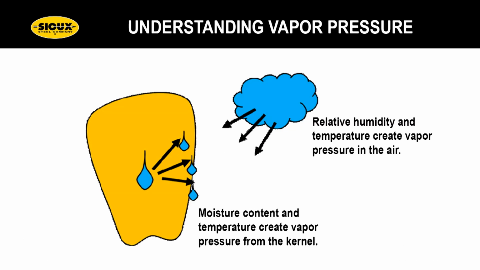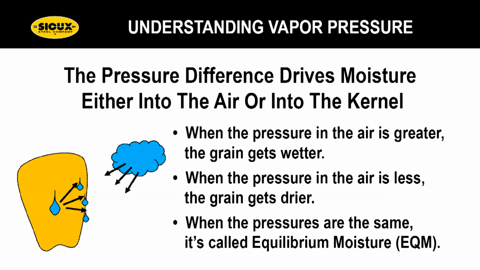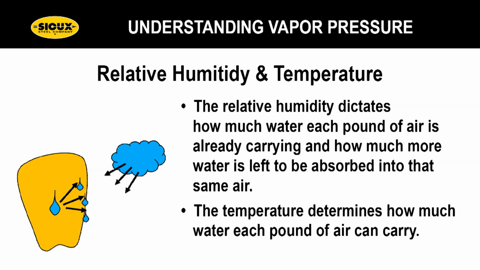The way equilibrium moisture works is that there is vapor pressure in the air that's pushing against the water vapor pressure that's in the kernel. When the vapor pressure in the air is greater than what's in the kernel, it pushes moisture into the kernel, and when the vapor pressure in the kernel is greater, it dries out the grain and pushes the water to the surface of the grain. The relative humidity and temperature is what dictates how much vapor pressure there is in the air, and the temperature of the grain and the moisture content is what dictates what vapor pressure there is from the kernel.